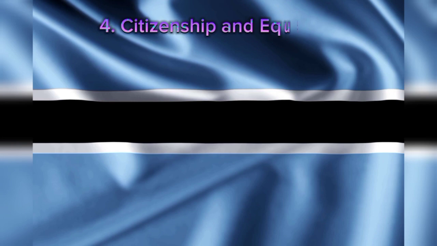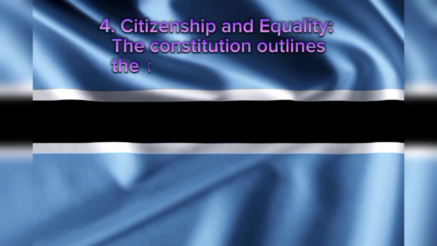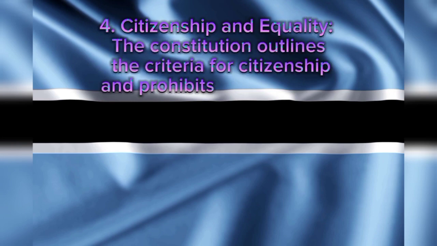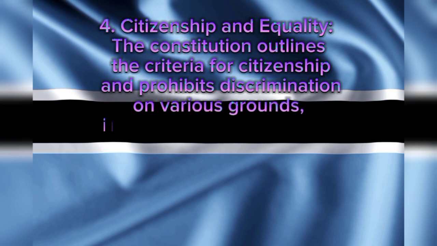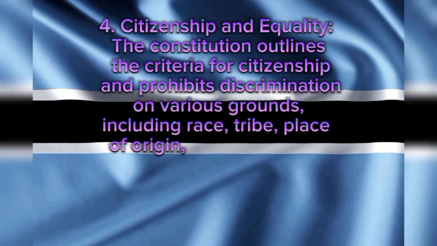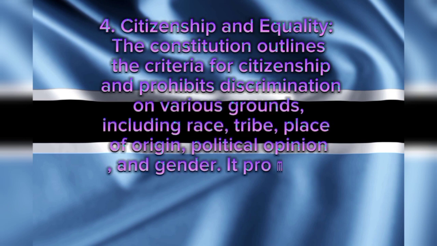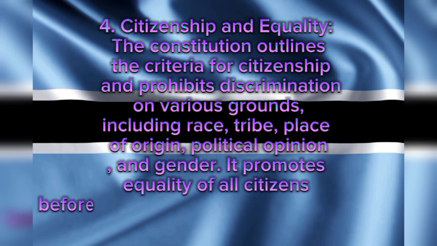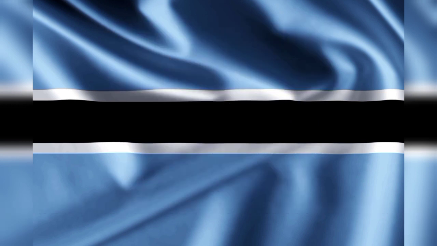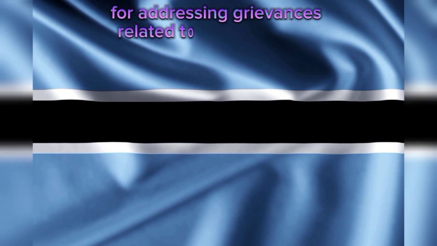4. Citizenship and equality. The Constitution outlines the criteria for citizenship and prohibits discrimination on various grounds, including race, tribe, place of origin, political opinion, and gender. It promotes equality of all citizens before the law and provides mechanisms for addressing grievances related to discrimination.